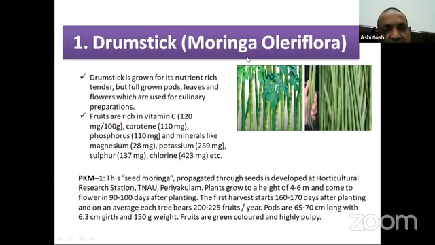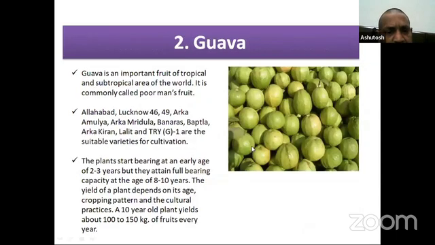One is drumstick. Drumstick also has a very good export value, because drumstick is known as a complete food. It is very rich in vitamin C, carotene and other natural chemicals which improve the health of the person. There are different varieties, Periyakulam variety, TNAU varieties, which, depending on the area where we are planting, we can use the suitable variety. Then you have guava, we have Lucknow 46, Lucknow 49, Arka Amulya. These are all for different areas. We can use these varieties.